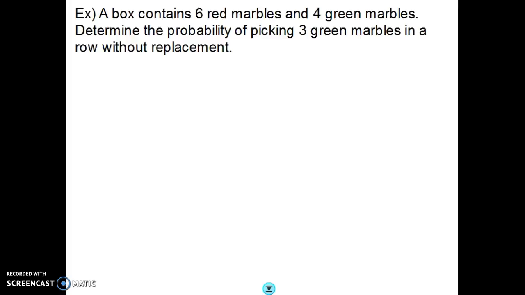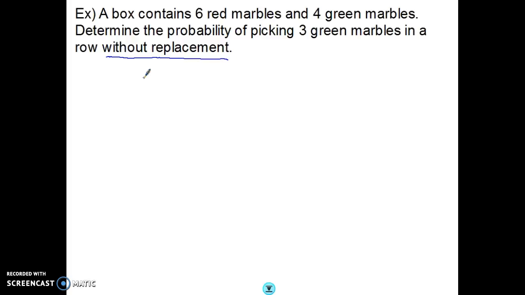Second example, a box contains 6 red marbles and 4 green marbles. Determine the probability of picking 3 green marbles in a row without replacement. So that phrase, without replacement, tips us off that this is probably going to be dependent. And we can confirm that because once I've picked the first green marble, that's going to change my chances of getting another one because I'm not putting it back in.